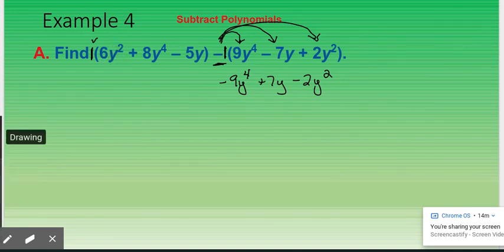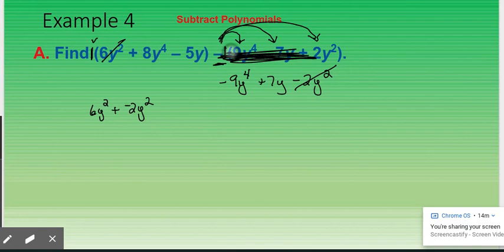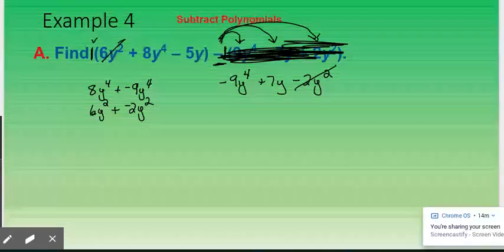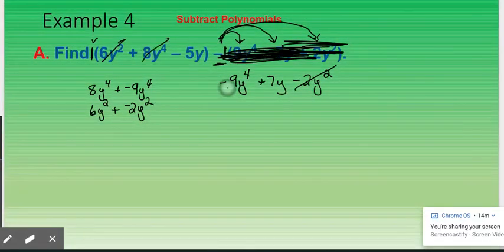The y squareds, 6y squared plus negative 2y squared, those are gone. Now my y to the fourth, I have 8y to the fourth and negative 9y to the fourth. Now I like to put it above there. That way it helps me remember that I need to write that one first. And then I have negative 5y plus 7y. Now let's just go ahead and add these up.